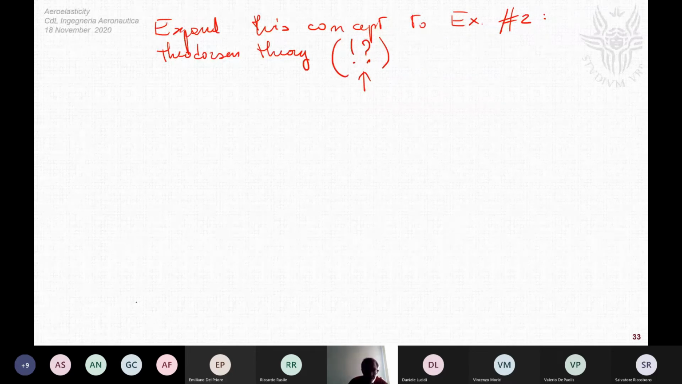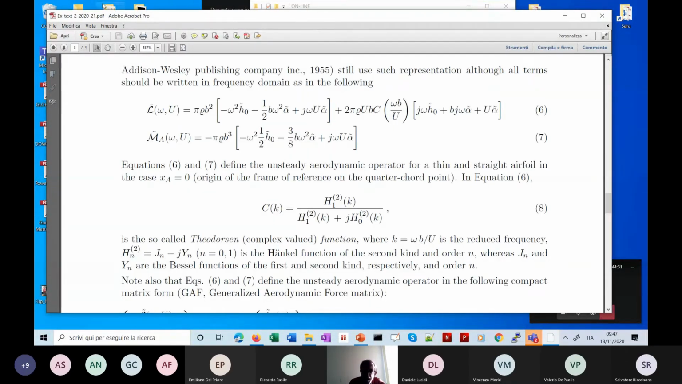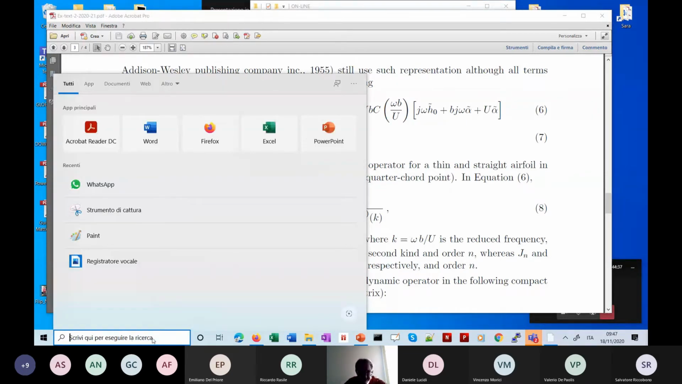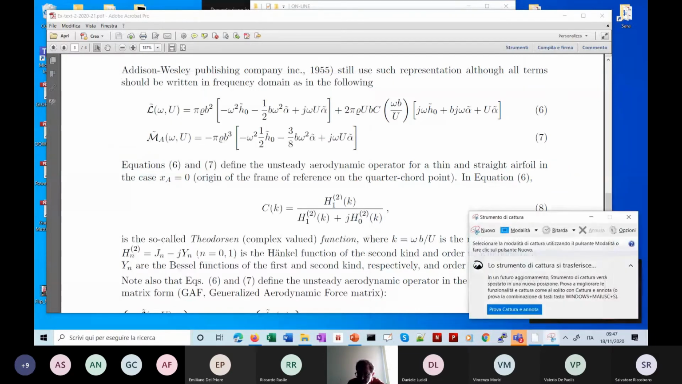I don't understand. Okay, keep calm. Take exercise number 2 together. Exercise number 2 is the following, and we have this equation for the aerodynamic matrix. Let me take this equation, just a second.